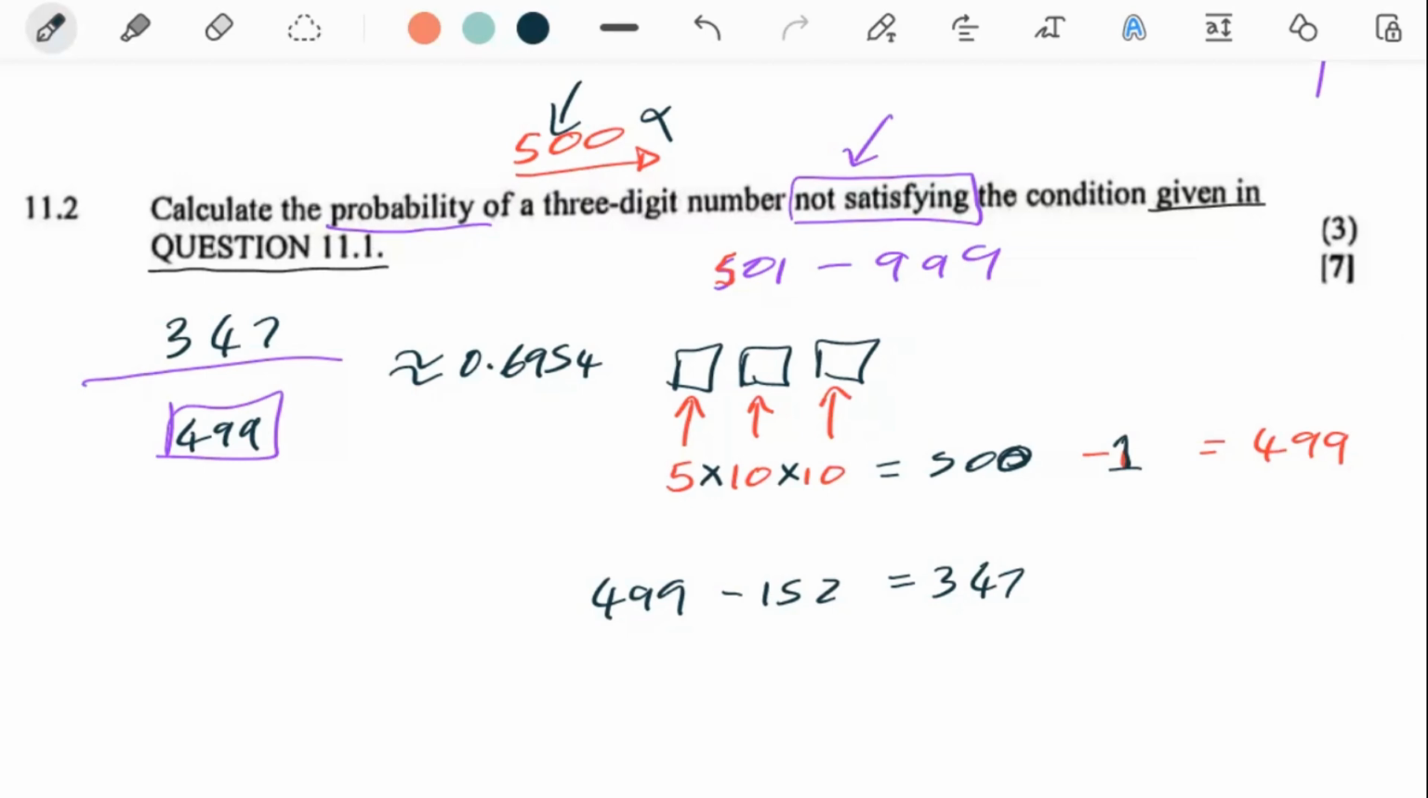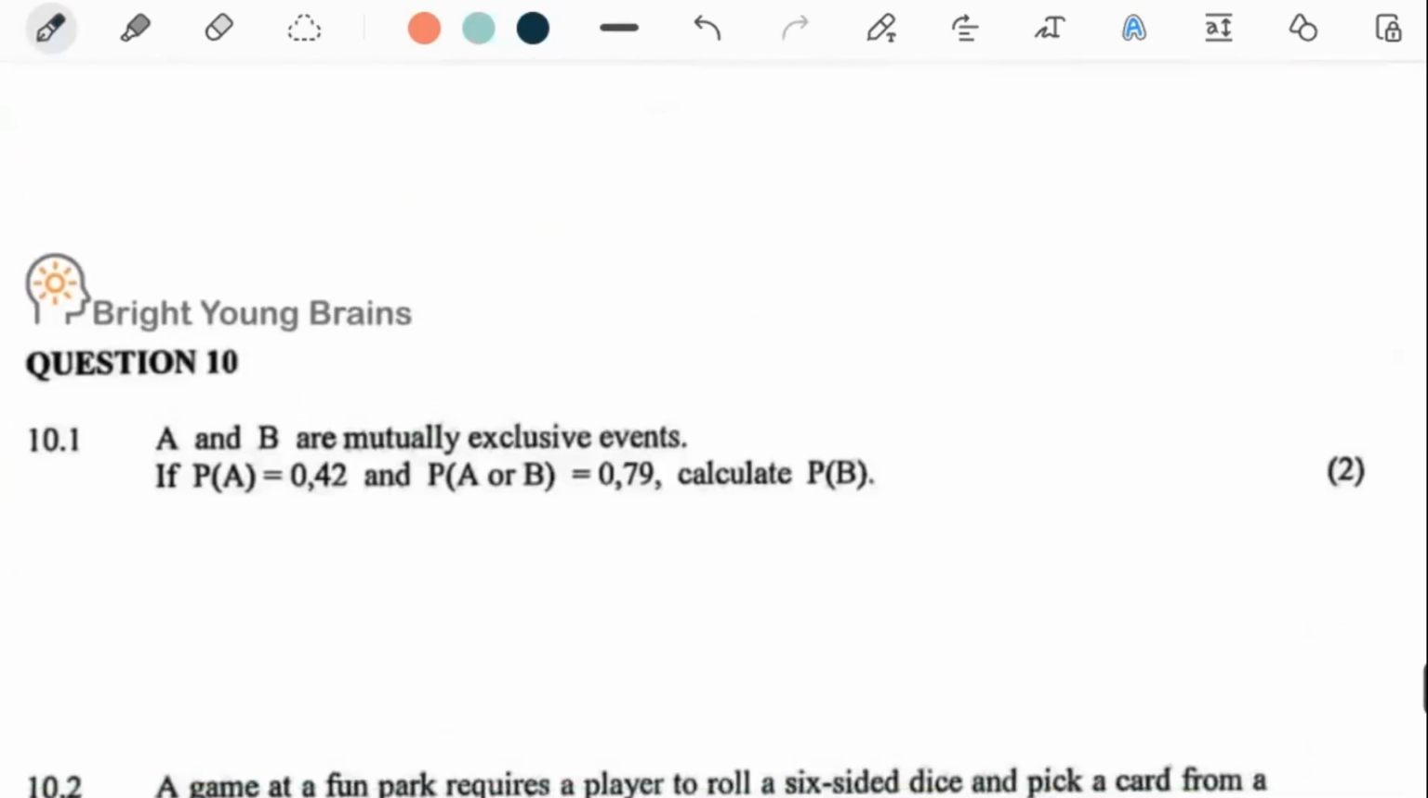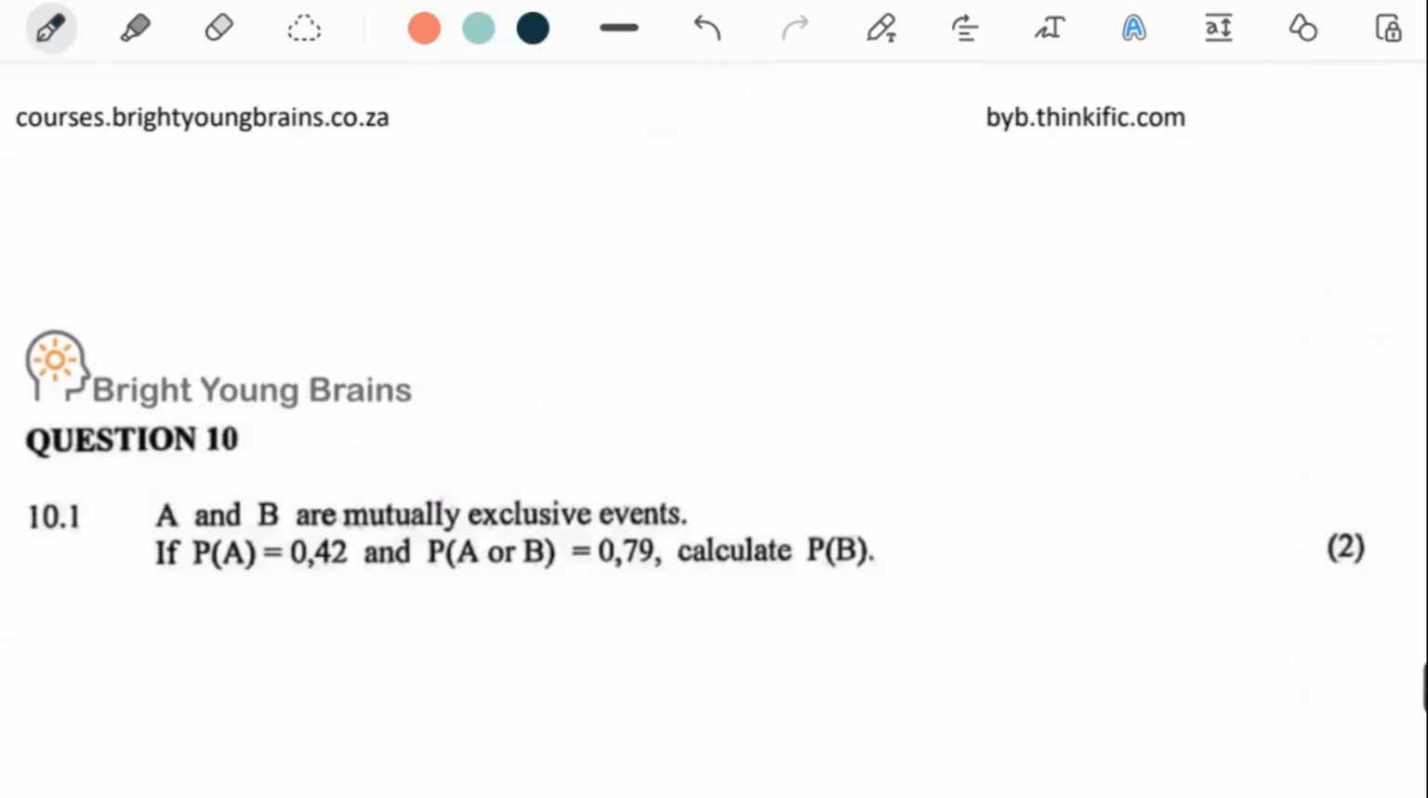Since I've just gone through question 11, clearly you can see I'm going to be working my way backwards. So the next question is question number 10. Question number 10 says, A and B are mutually exclusive events. If the probability of A is equal to 0.42 and the probability of A or B is equal to 0.79, calculate the probability of B.